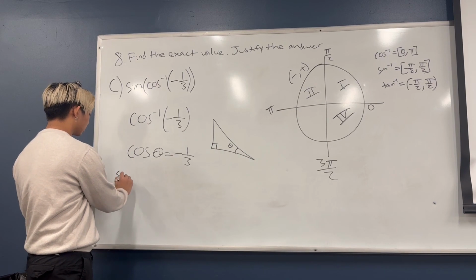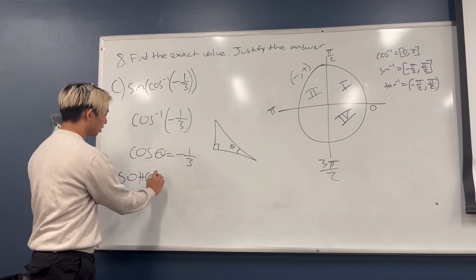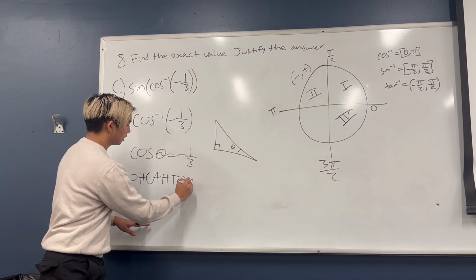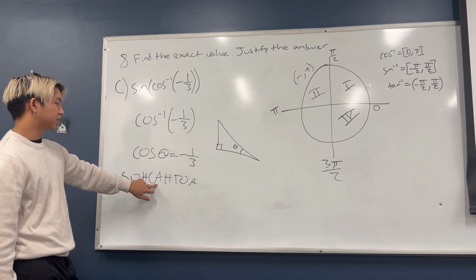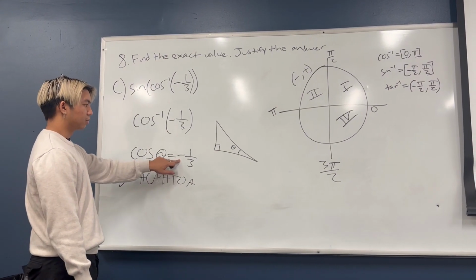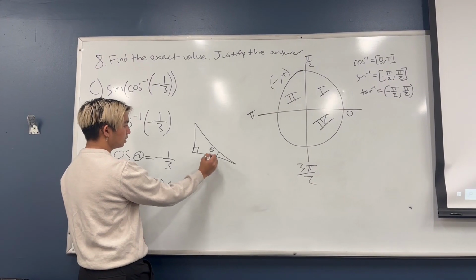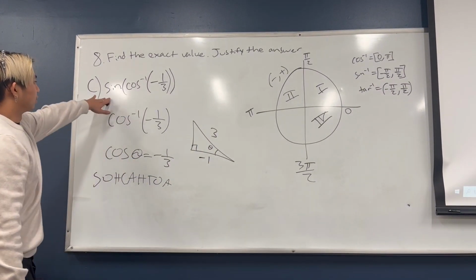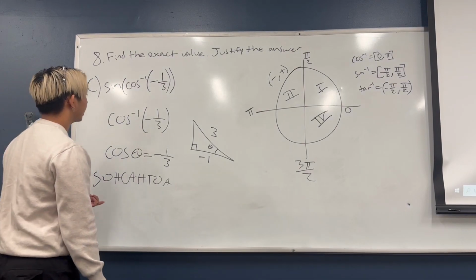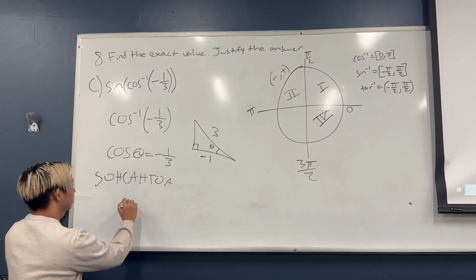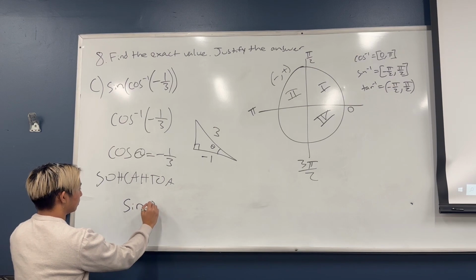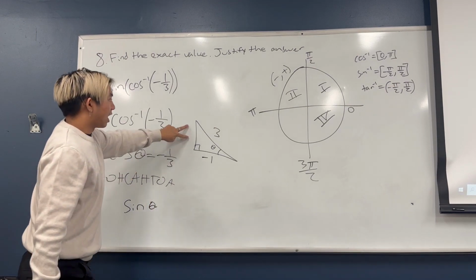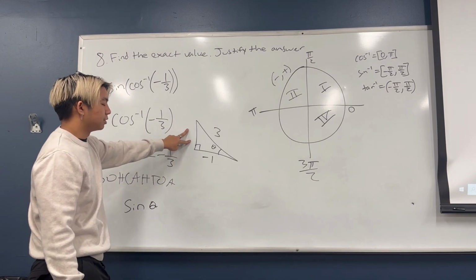So I'm going to write out SOHCAHTOA here. Remember the order: SOHCAHTOA. So CAH, it's adjacent over hypotenuse. So negative 1/3, adjacent over hypotenuse. Now we're left with sine. We want to find the sine of theta here essentially. But we don't really have our opposite.